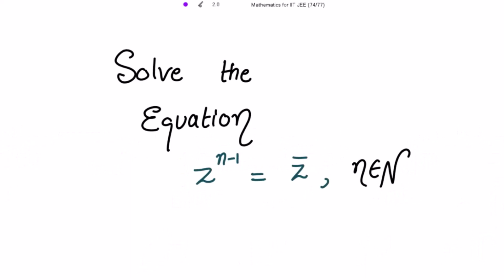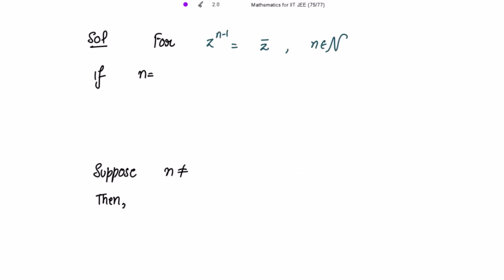Solve the equation z to the power n minus 1 equal to z bar, where n belongs to the set of natural numbers. For this given equation, suppose the natural number is, let's say, 2. If I put n equal to 2, I get 2 minus 1 as 1, that is equal to z bar. So z is equal to z bar, which means z must be a real number. So this implies z is any real number.